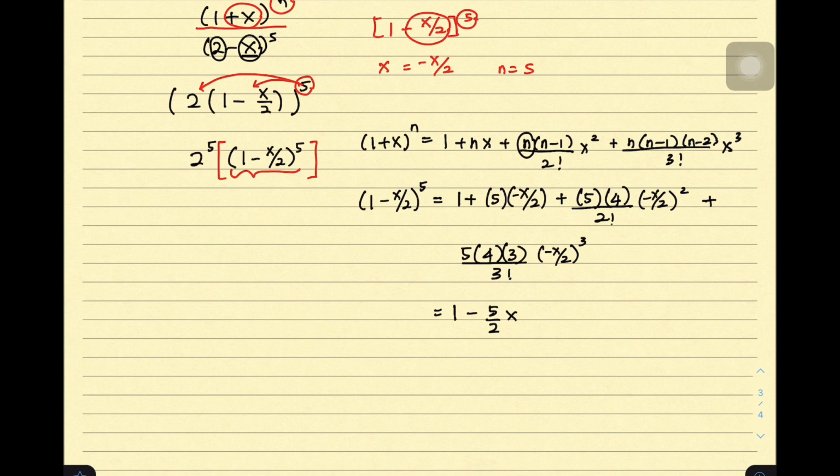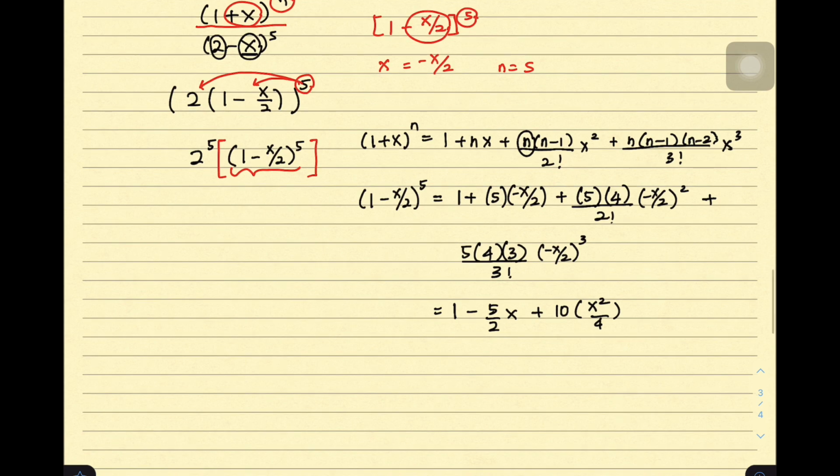Okay, so awak ada plus dengan 10 darab dengan negatif x kuasa 2, 2 kuasa 2 is 4. Okay, tambah dengan 5 darab 4 20, 20 darab dengan 3 60, 60 bahagi dengan 3 faktorial adalah 6. So 60 bahagi dengan 6 10. Okay, kat sini awak ada negatif x kuasa 3 bahagi 2 kuasa 3 8.